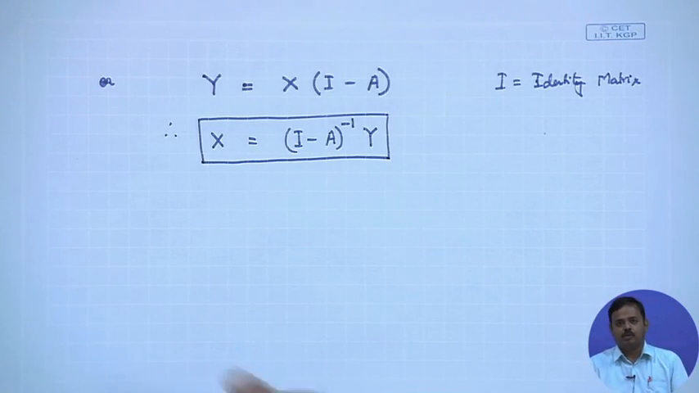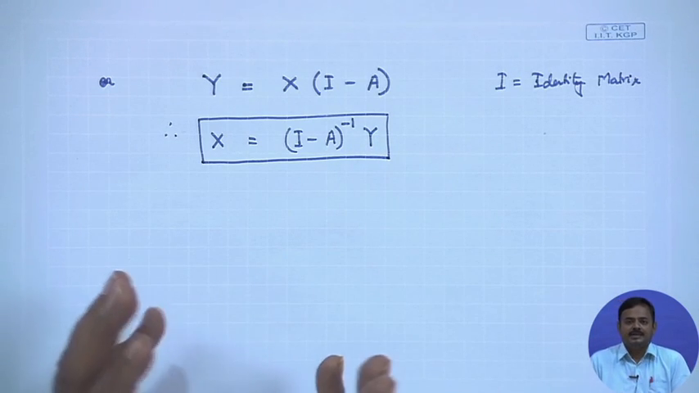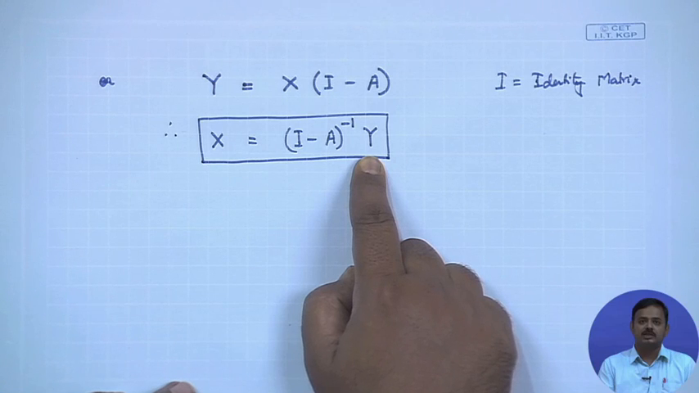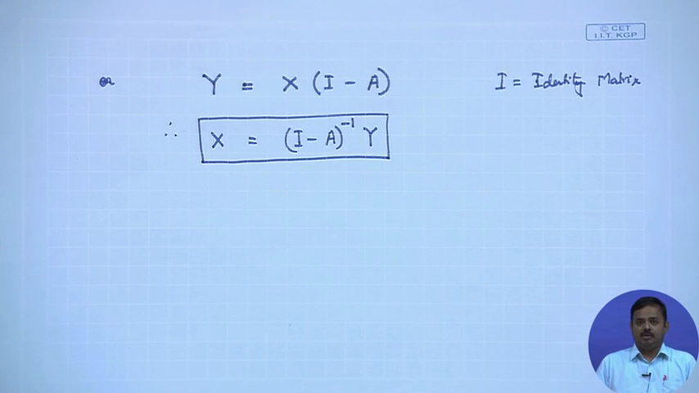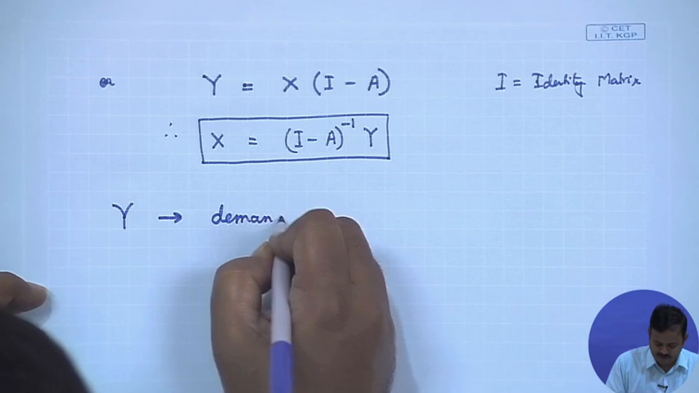But this is an extremely important expression. Why? Because let us say in an economy, let us say the Indian economy, we know the different sectors and we know what is required by the population for consumption, what is required for export and so on. So, this Y matrix many a times is known to us. What do I need to support my population, and also if I need to export after that, I know what the demand is. So, Y is like the demand of the economy.